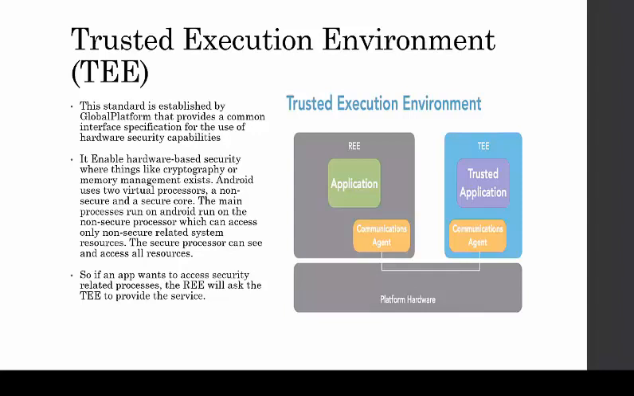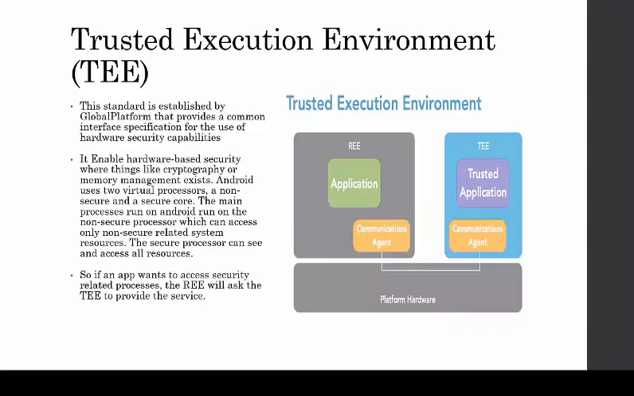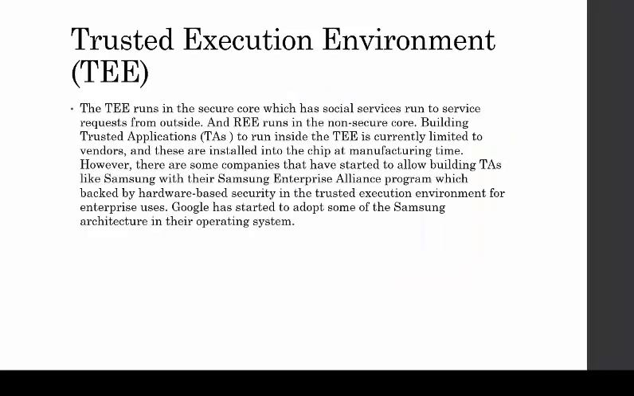Android uses two virtual processors, an unsecure and a secure core. The main processes that run on Android run on the non-secure processor, which can access only non-secure related system resources. The secure processor can see and access all resources. So if an app wants to access security related processes, the REE will ask the TEE to provide the service.